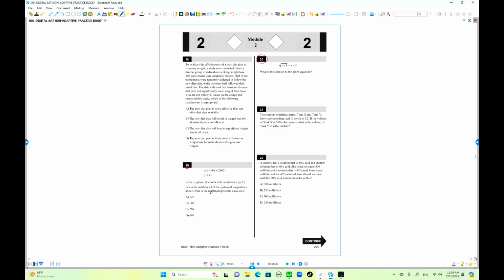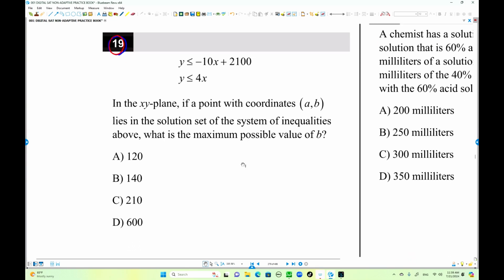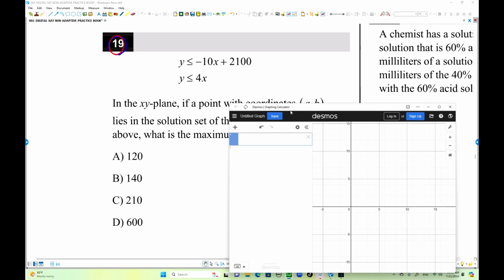The number 19. When you have this type of question, inequalities can also be solved by using Desmos, but definitely the graphical solution is the best. When you have this type of question, use Desmos. I recommend it.